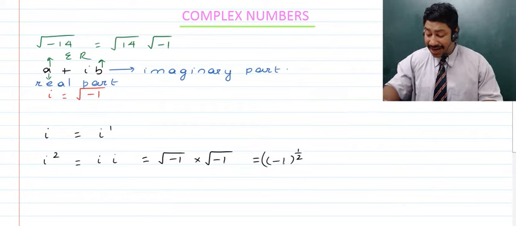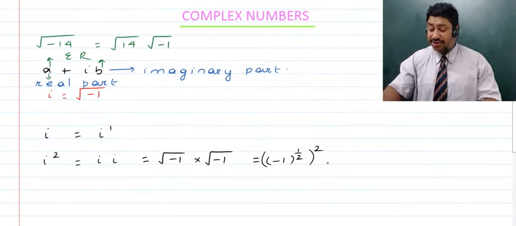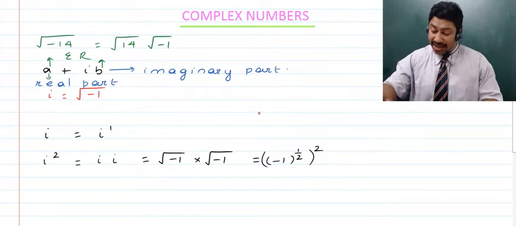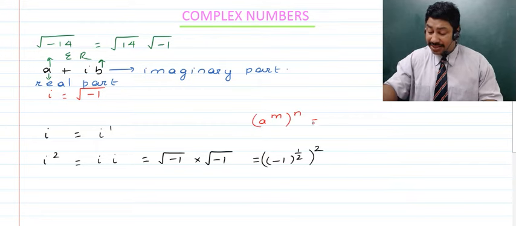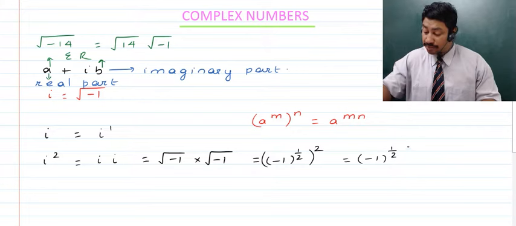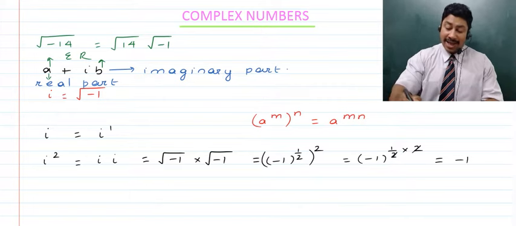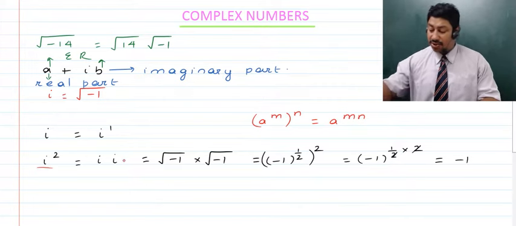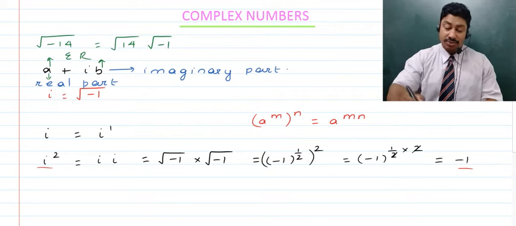and as it has come twice in multiplication, its whole power can be written as 2. So as you know, if you have a raised to the power m, whole raised to the power n, then that is written as a raised to the power m times n. So here too we can write this as minus 1, whose power is 1 upon 2, and further its whole power is 2. Both of these will get cancelled, so only minus 1 will remain. And thus you can remember that whenever you talk about i squared, that becomes equal to minus 1.